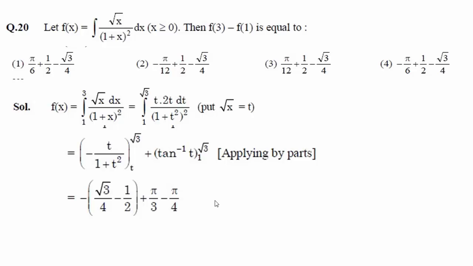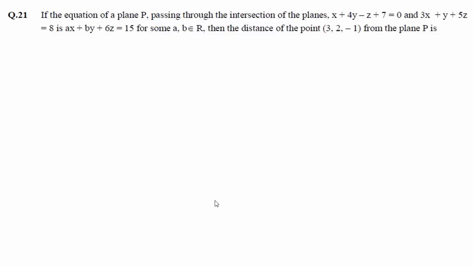Which is nothing but minus root 3 by 4 minus 1 by 2 plus pi by 3 minus pi by 4, which is 1 by 2 minus root 3 by 4 plus pi by 12. Hence, correct option is 3. Question 21.